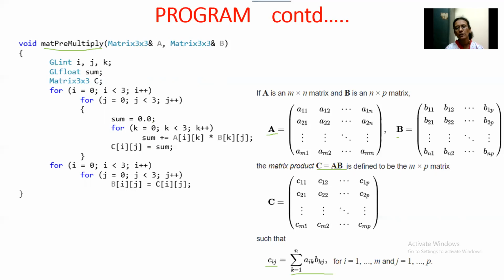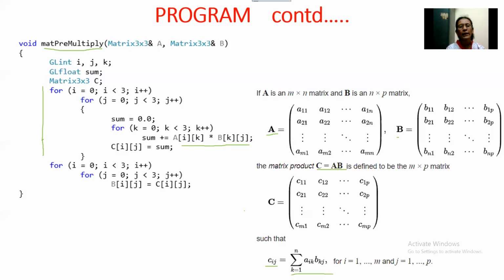We initialize Cij to 0. So this is sum. Then for k equal to 0 to 3, that is this sigma, sum equal to sum plus Aik into Bkj. So this for loop will calculate this sum that you have for Cij. So the Cij is assigned this value sum. So this first for loop is calculating this matrix.